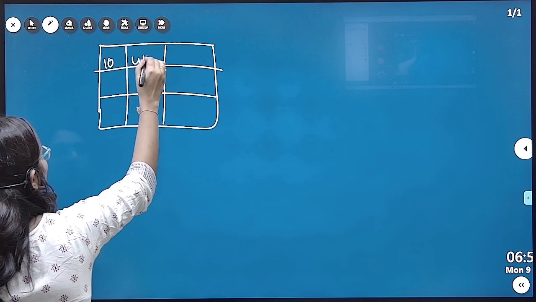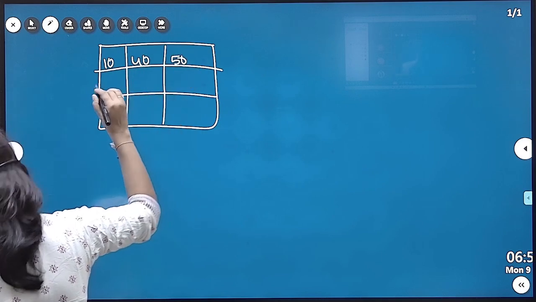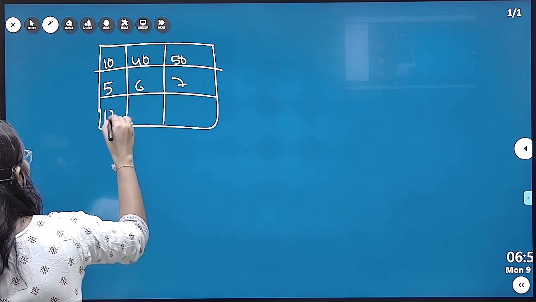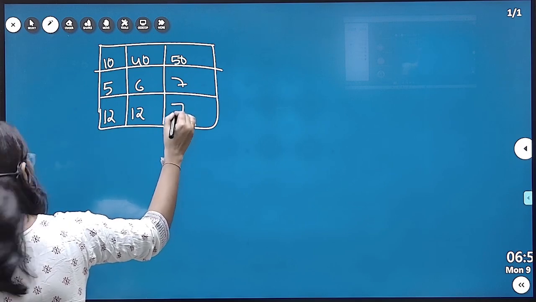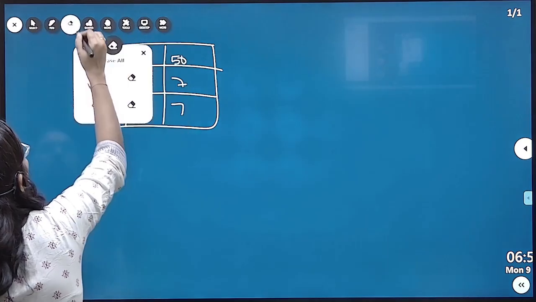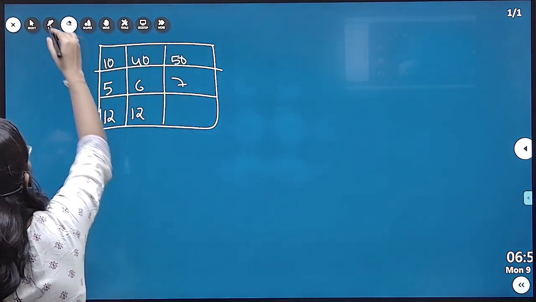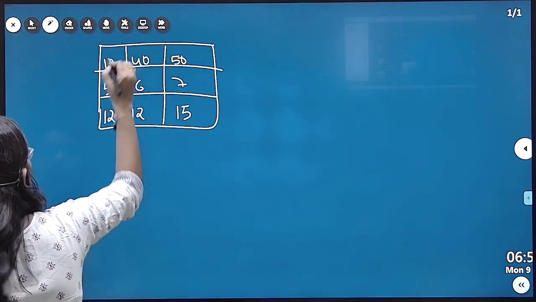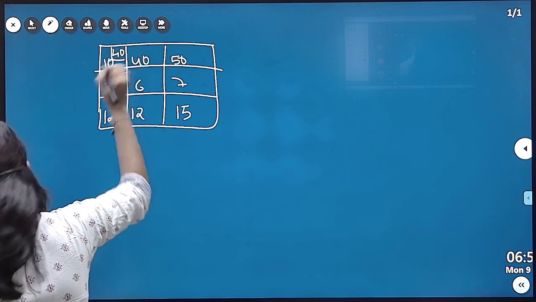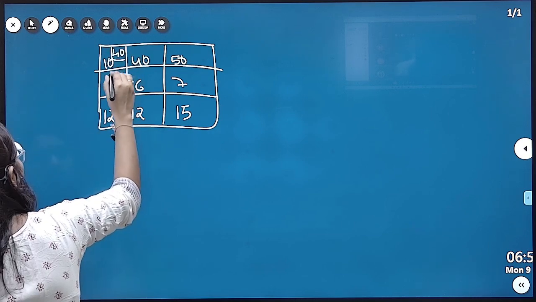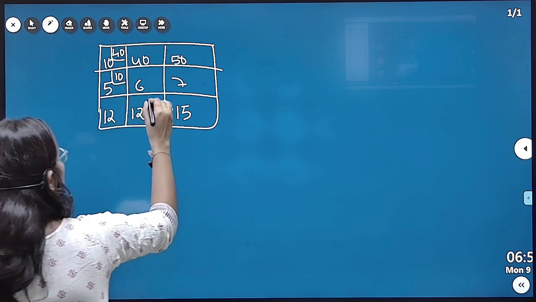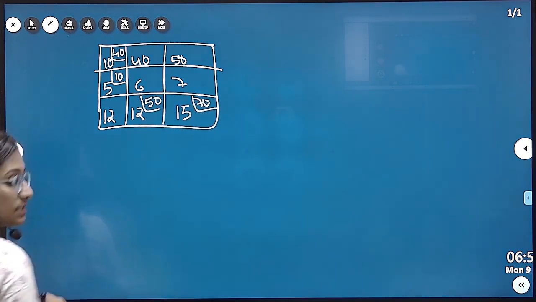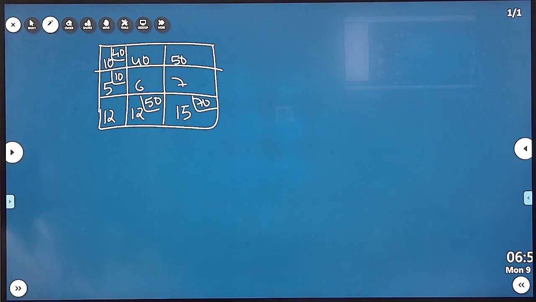Ten, 40, 50, 5, 6, 7. So 12, 12 and 15. Okay. So this is 40 and this is 10 and this is 50 and 70. Okay. Now this is the question, note it down.